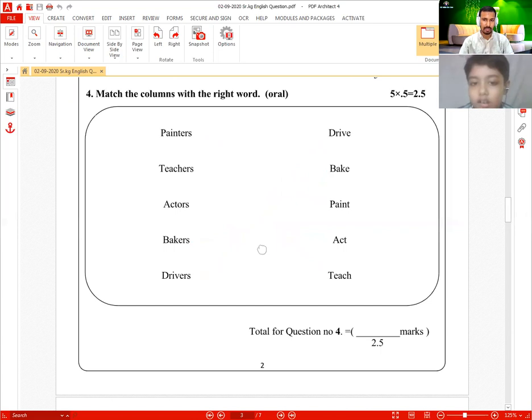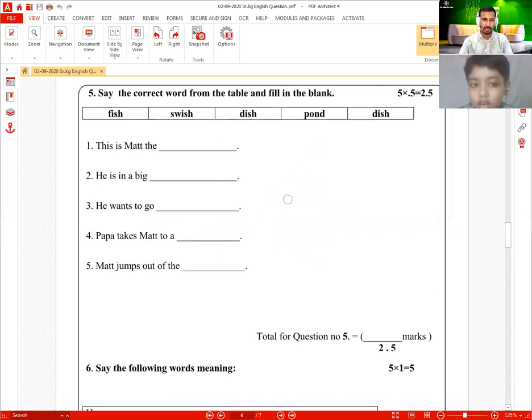Okay, next question now. Number five. Can you see question number five? Yes. Read the question number five. Say the correct word from the table and fill in the blank. Fish, swish, dish, pond. So say it. This is Matt, the dash. Fish. Okay, fish. Then next one. He is in a big dash. Dish. Big dish.